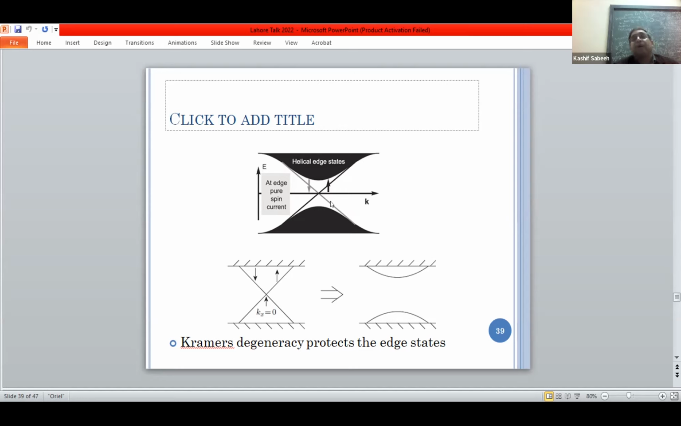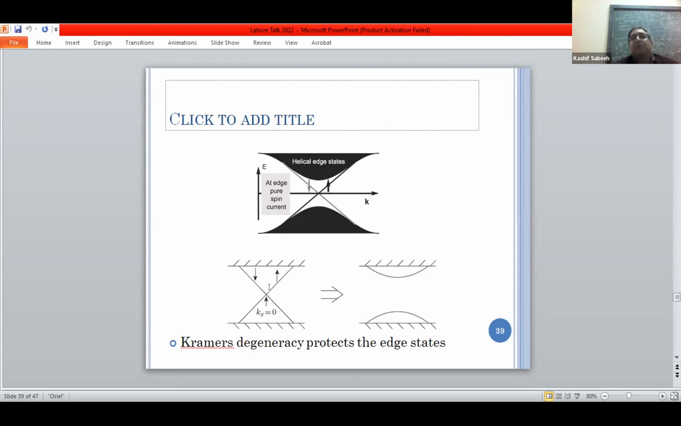You can see that this is time reversal invariant, because if you invert the direction, you have to invert the spin also. So you get the same configuration. But for the quantum Hall effect, the edge currents were unidirectional. If you change the direction, it is the opposite direction. So that was not time reversal invariant. It is explicitly broken by the magnetic field. But here it is time reversal invariant. And so this is also called the quantum spin Hall insulator, the topological insulator.